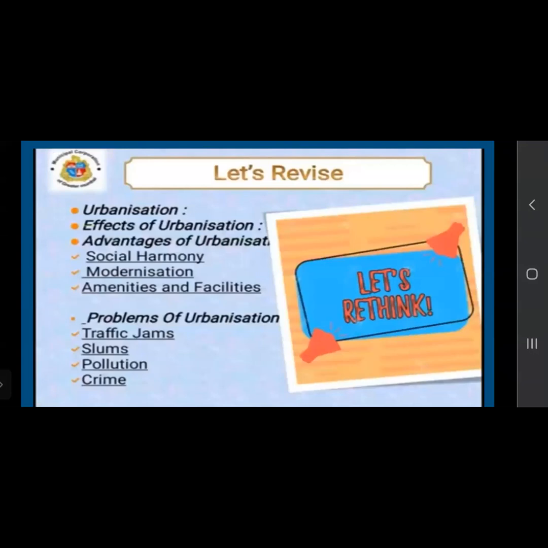Effects of urbanization we have seen. In that, advantages of urbanization. First, we have seen how social harmony is created because of urbanization. Then modernization is there. Then different amenities and facilities are provided due to urbanization. Then the problems of urbanization, we have seen that there is a traffic jam. Then slum areas are created. Different pollutions we can face. Then crimes are there in the cities.